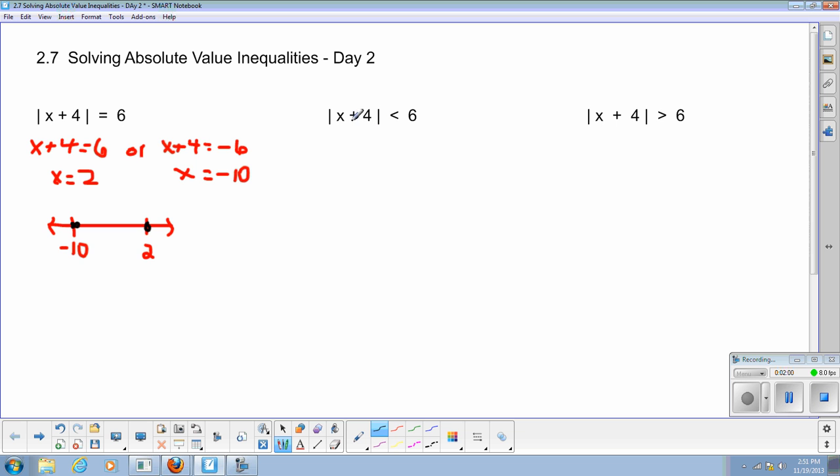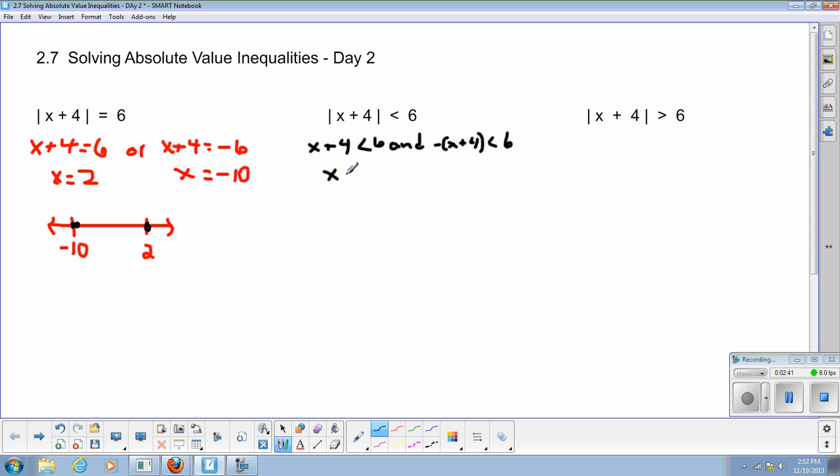Now we go to the inequality. The absolute value of x plus 4 is less than 6. On your paper, I would expect to see the following. I'm going to see x plus 4 is less than 6. Since this is a less than and I'm going back towards 0, this is "and." The opposite of x plus 4 is less than 6. So we'll solve both of these, subtracting 4 from both sides.